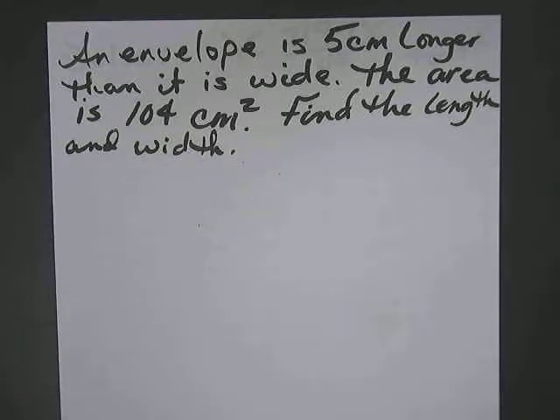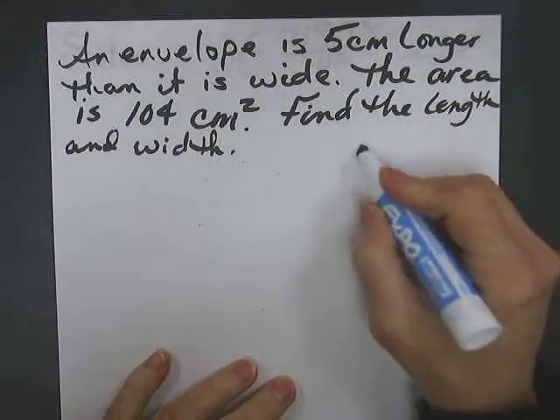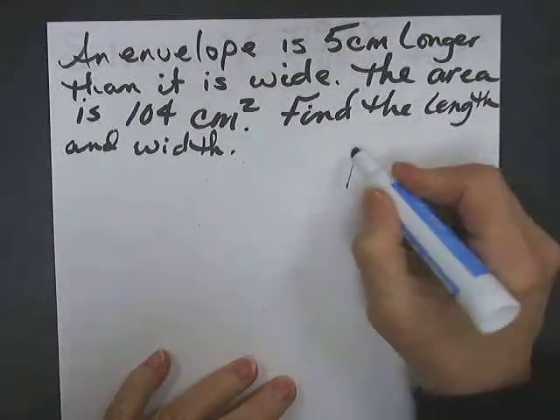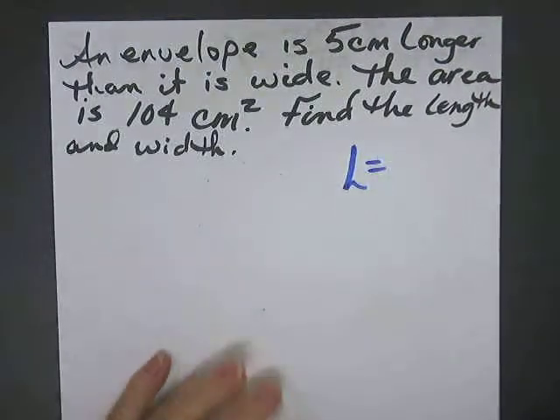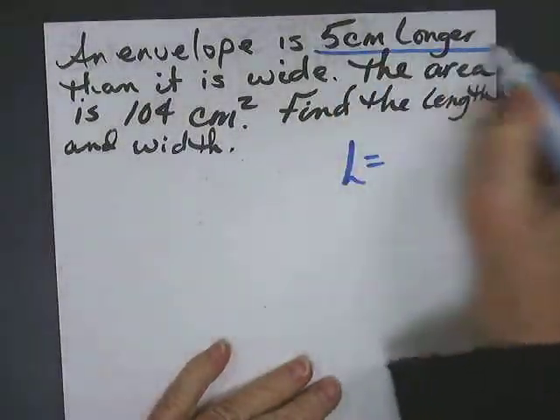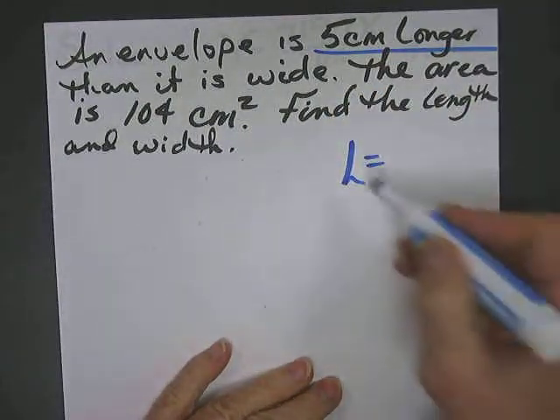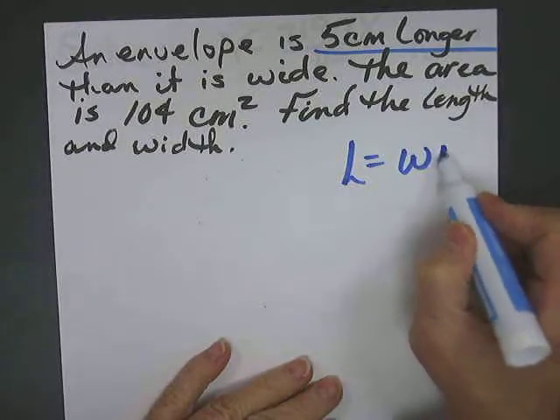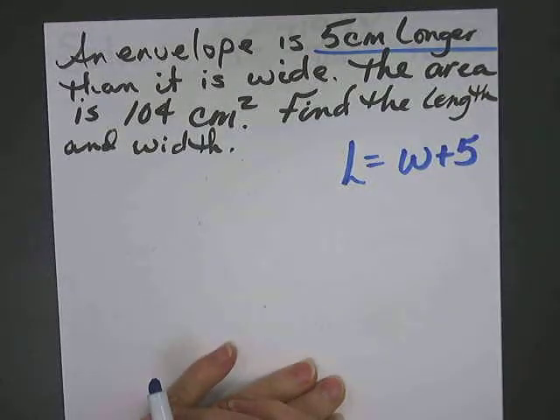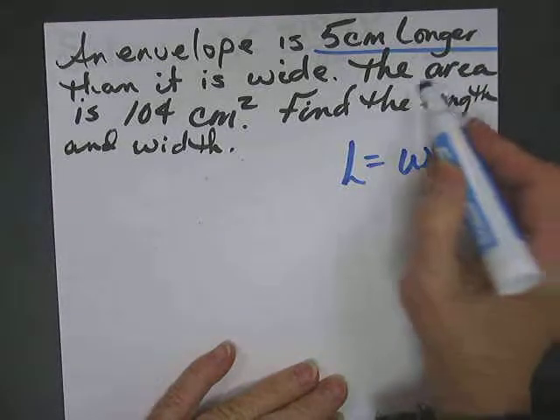An envelope is 5 centimeters longer than it is wide. The area is 104 square centimeters, find the length and the width. Okay, what do we know about the length? It's longer than the width, right? How much longer? Okay, the length is the width plus 5. Right?